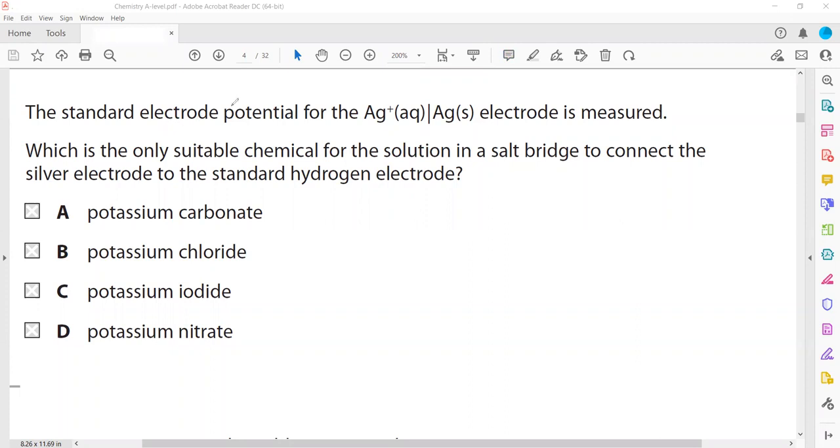The standard electrode potential of silver ion to silver atom is given, which is the only suitable chemical for the solution. Whenever we use a substance as a solution for a salt bridge, it should always be an aqueous solution that is soluble, and all nitrates are soluble. That's why we'll write D as the answer, because it's a nitrate salt and all nitrates are soluble. So as a salt bridge, the solution, like the filter paper, should have a soluble aqueous solution, and all nitrates are soluble, so we select potassium nitrate.